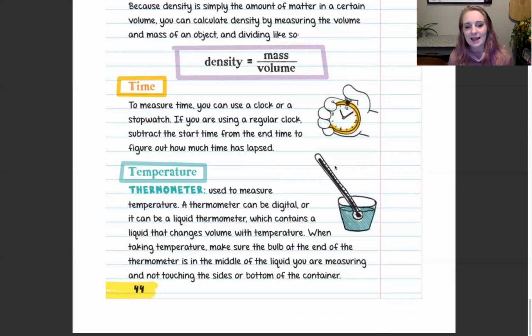And temperature, last but not least, is measured from a thermometer. So a thermometer can be digital or it can be liquid. And when taking the temperature, you got to make sure that the bulb or the tip is in the middle of the liquid that you're measuring and it's not touching the sides or the bottom in order to get a correct measurement. That is it for today.